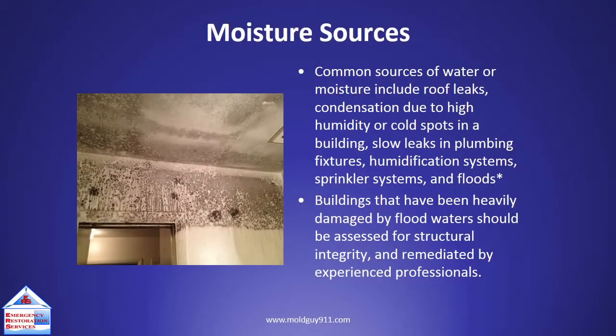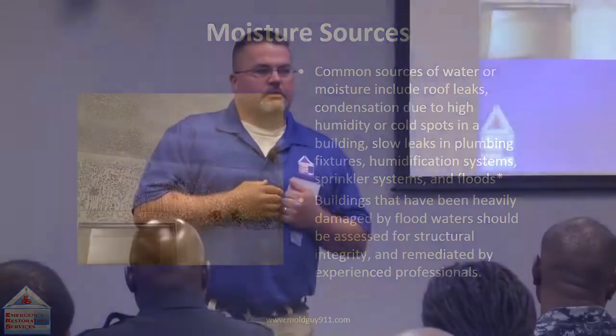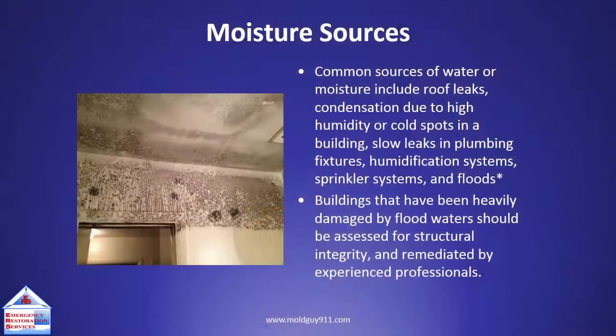Now, everybody knows that if a toilet leaks or a roof leaks, that's a great source of moisture. A lot of times they're loaded with organics also, and so it becomes a great source for mold. But there's also a lot of less known sources of moisture, such as condensation. This picture actually is a great depiction of that.